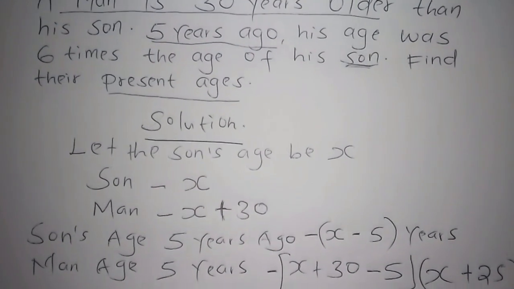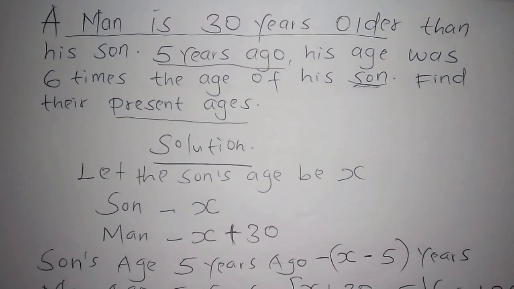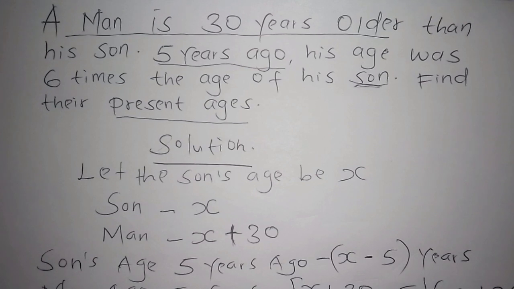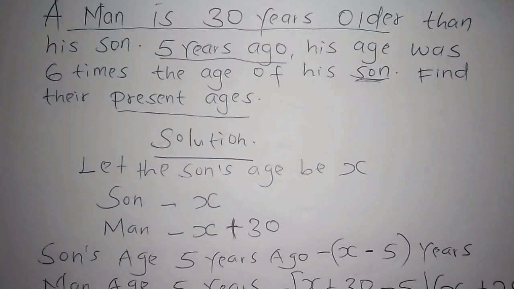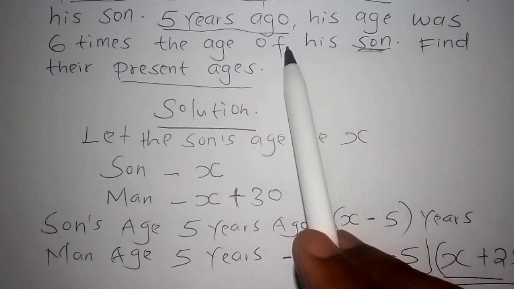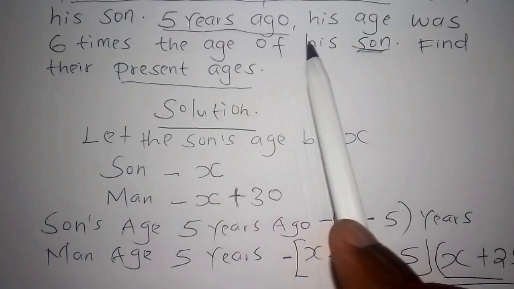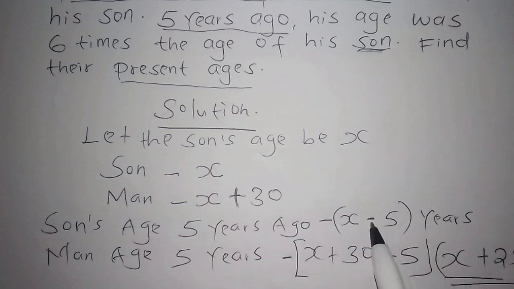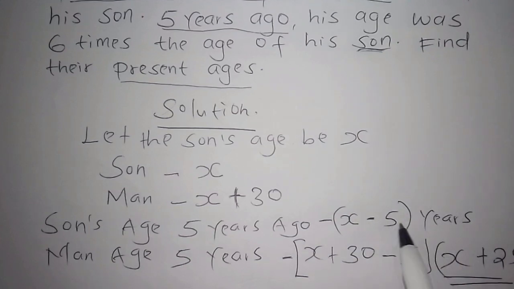The question now says find their present ages. So we're being told that the man's age 5 years ago was 6 times the age of his son. That is 5 years ago, so the age of the son was x minus 5.